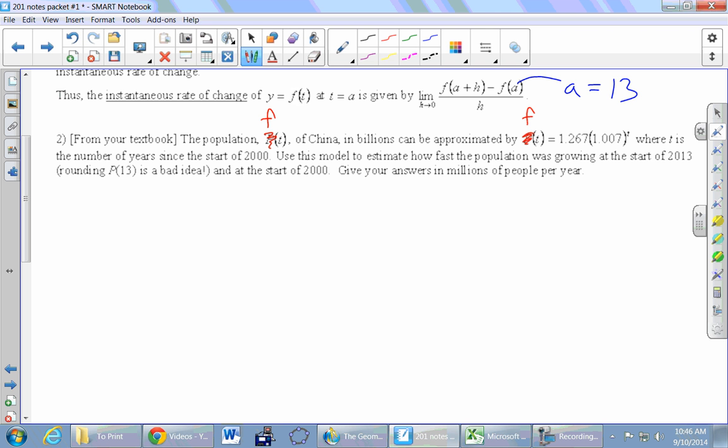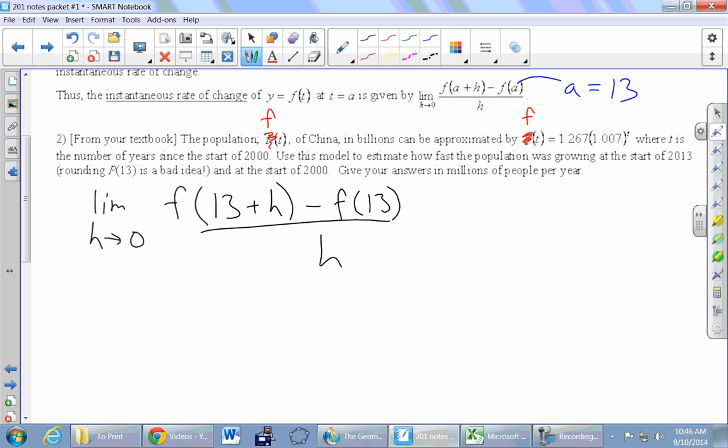And so let's go ahead and write down our definition here. So it's a limit as h approaches 0 of f of, so all I'm going to do is change the a's to 13s. So 13 plus some little h minus f of 13 divided by h. So far so good. Just change the a's to 13s. Okay, still copying that limit. We're going to use good notation here.